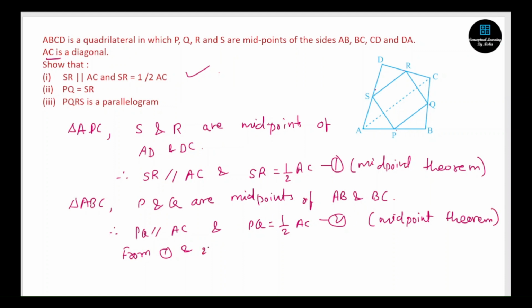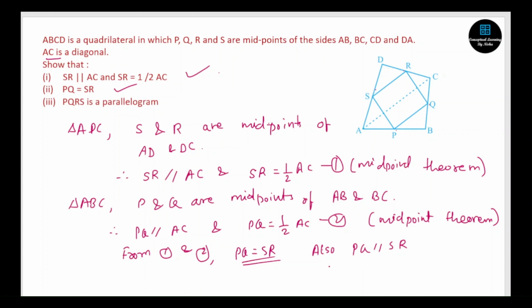So, 1 and 2, what can I say? PQ equals SR. So, we proved the second result also. Yes. And now, see, also, what can I say? PQ is parallel to SR. PQ equals SR and PQ is parallel to SR. One pair of opposite sides of a quadrilateral being equal and parallel means it is a parallelogram.